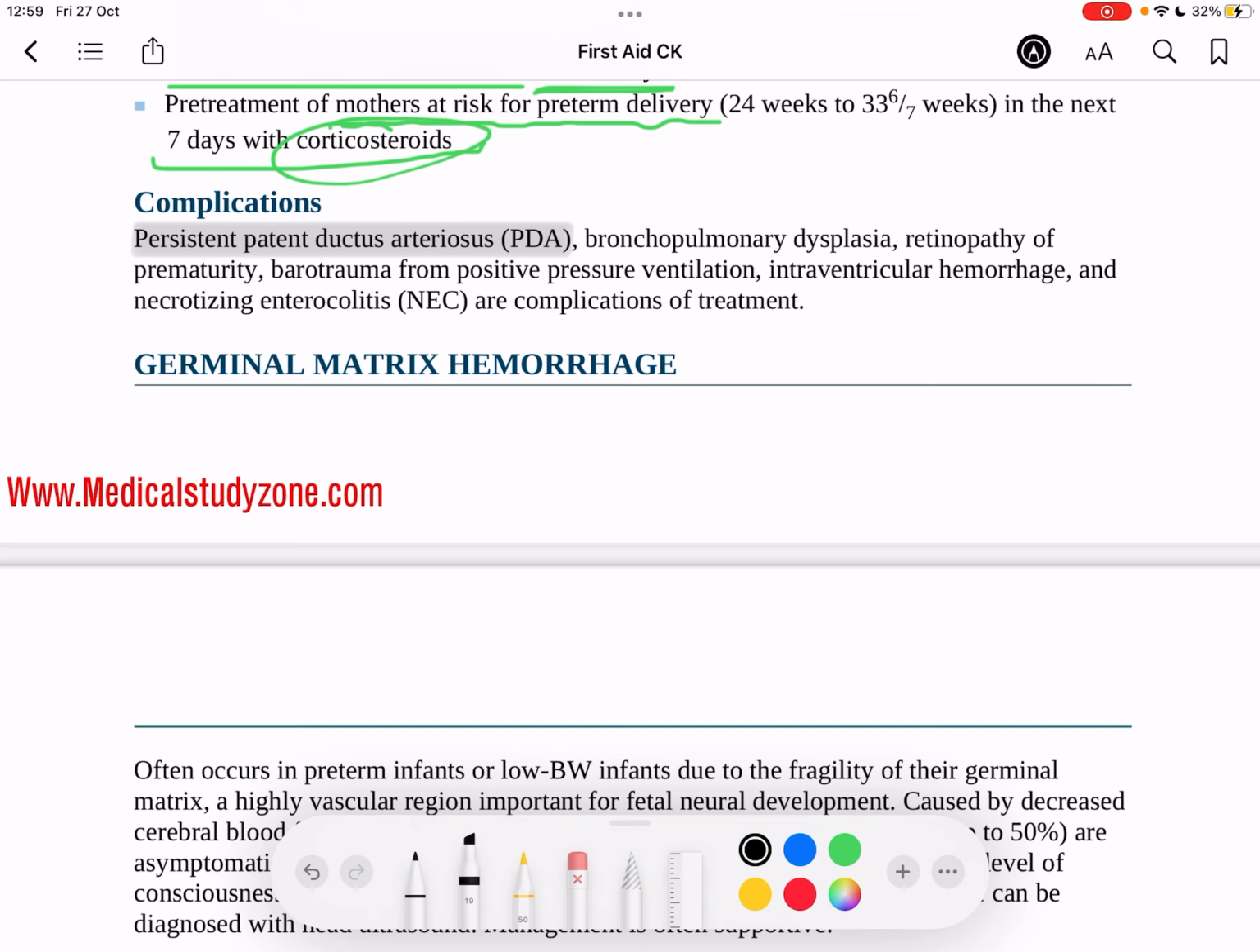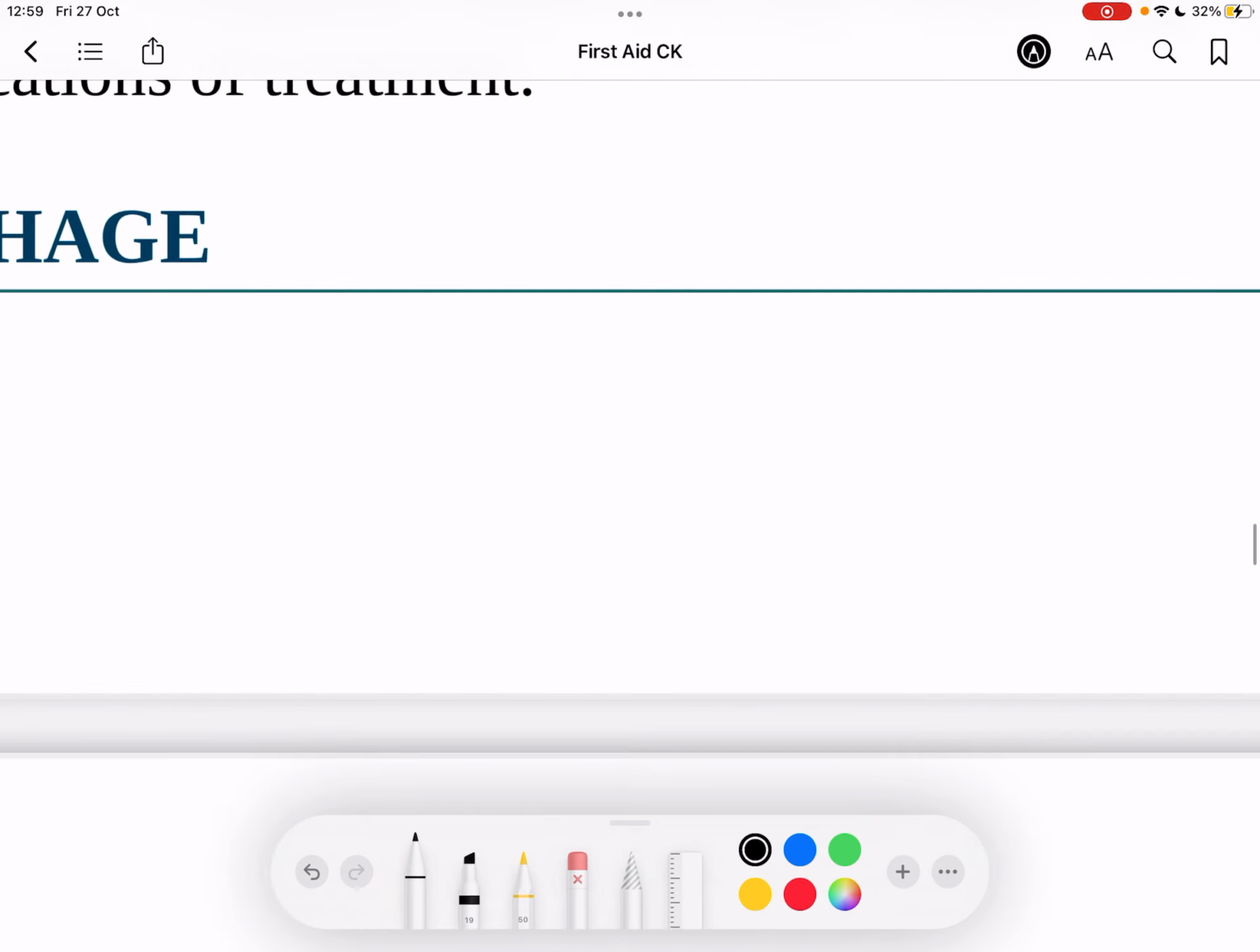Bronchopulmonary dysplasia, which we've discussed in the pulmonological module. Retinopathy of prematurity. So retinopathy of prematurity is essentially due to neovascularization problems.